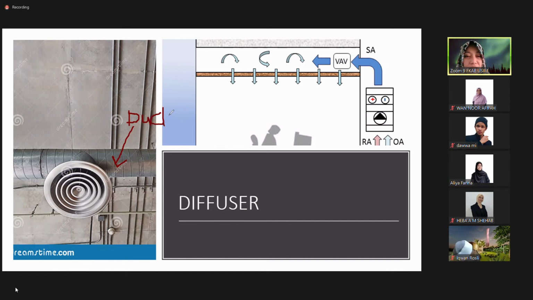Duct. Not DUCK. DUCK is a brand of headscarf. This is ducting. But this is the diffuser. This is the diffuser, for the air outlet.